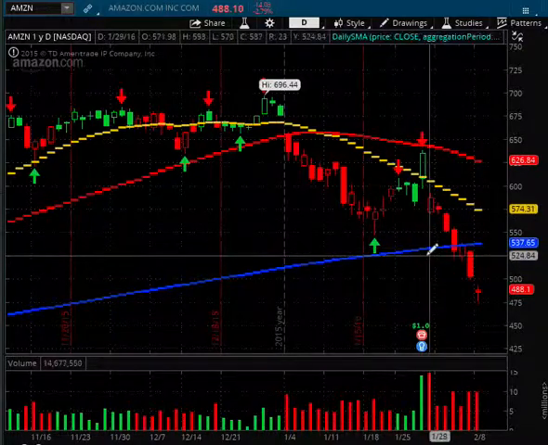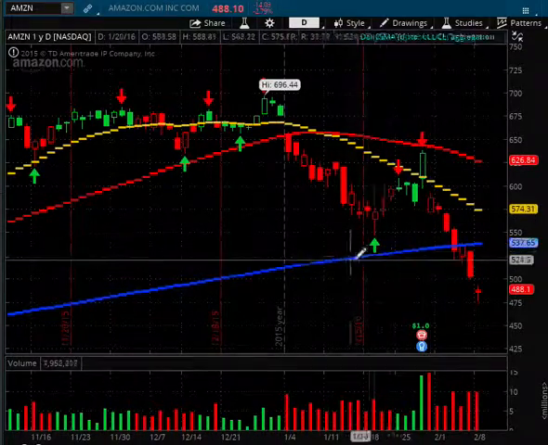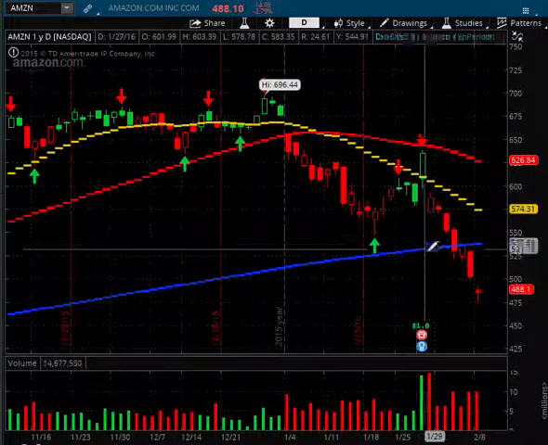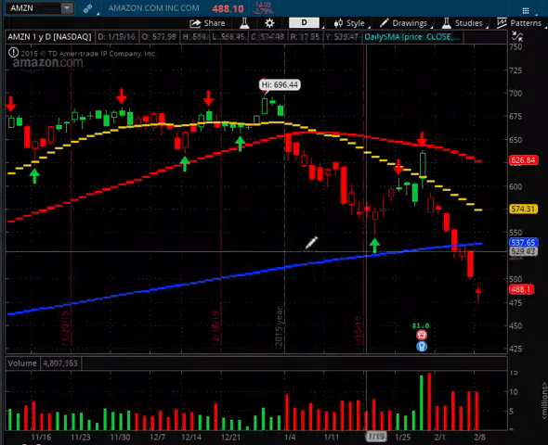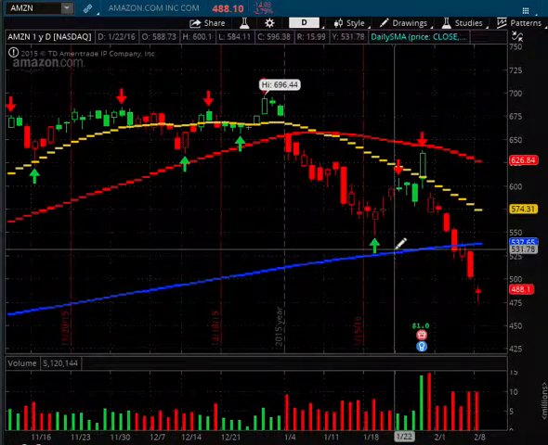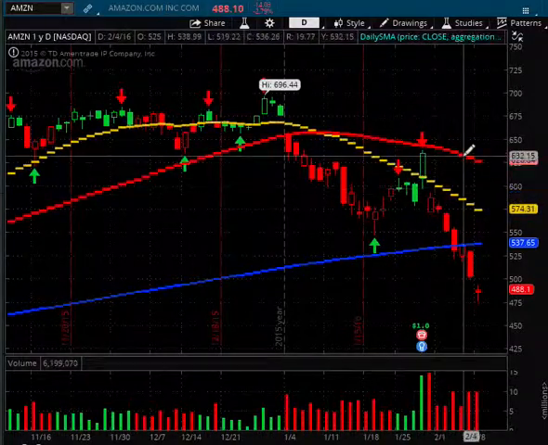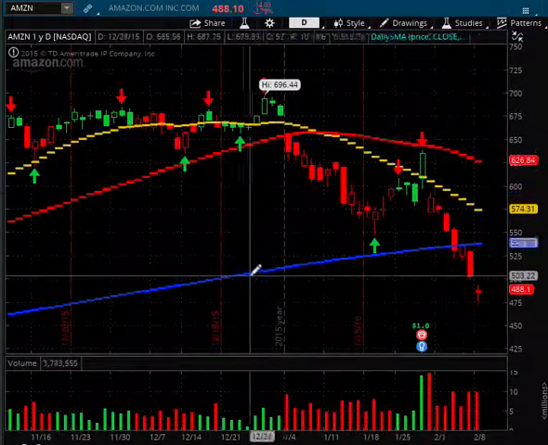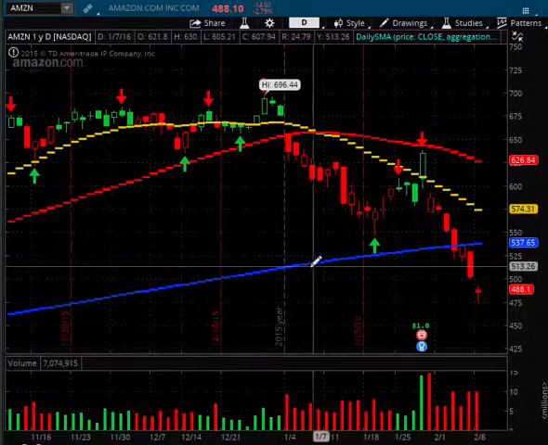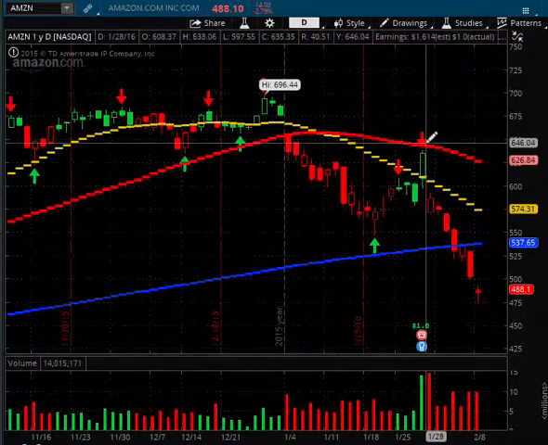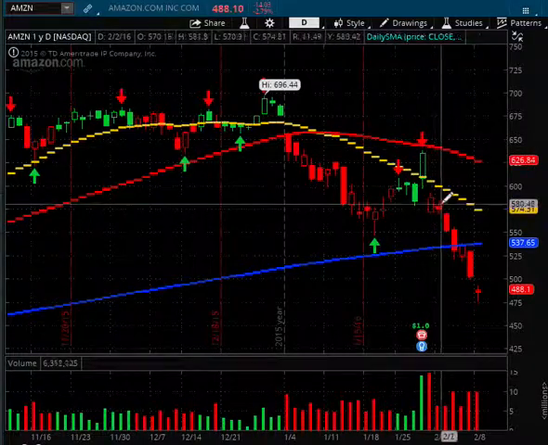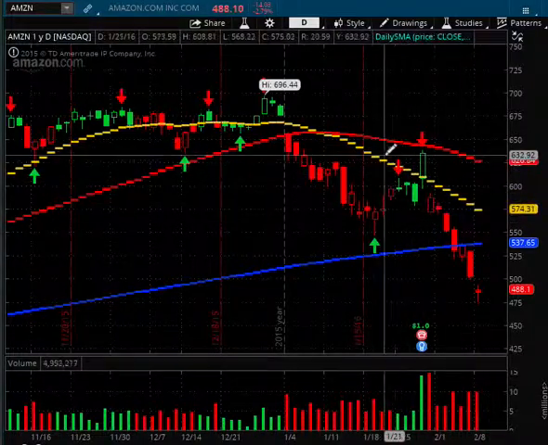All right, remember guys, the blue line is the 200-day moving average. You're going to see it on every single chart. The yellow line is the 20-day moving average. The red line is the 50. The 200 is the strongest. The red line, which is the 50, is the second strongest, and the 20 is the least.